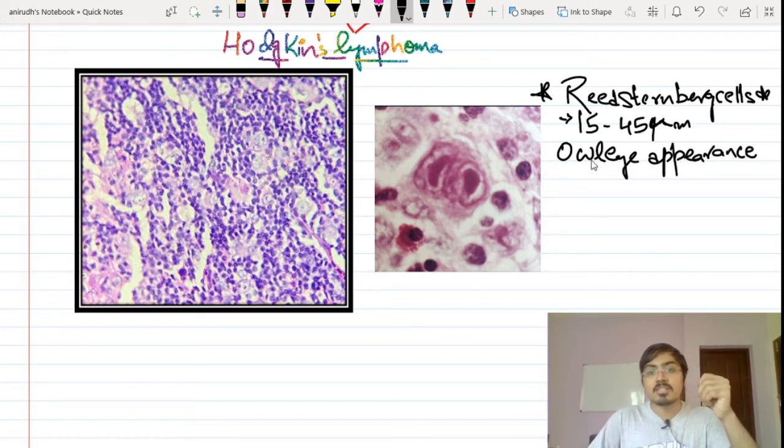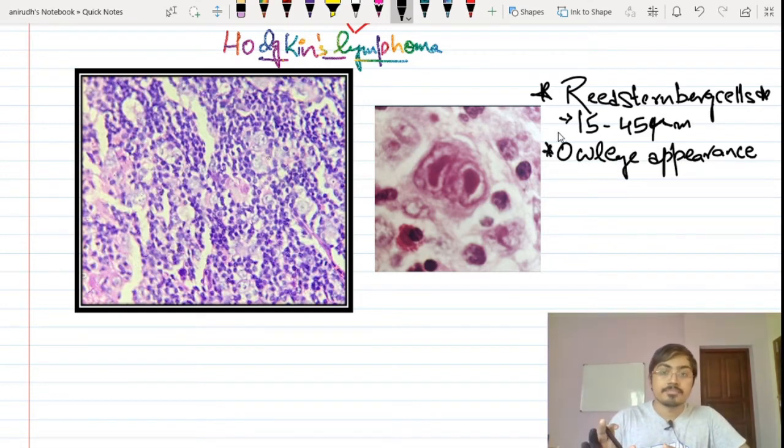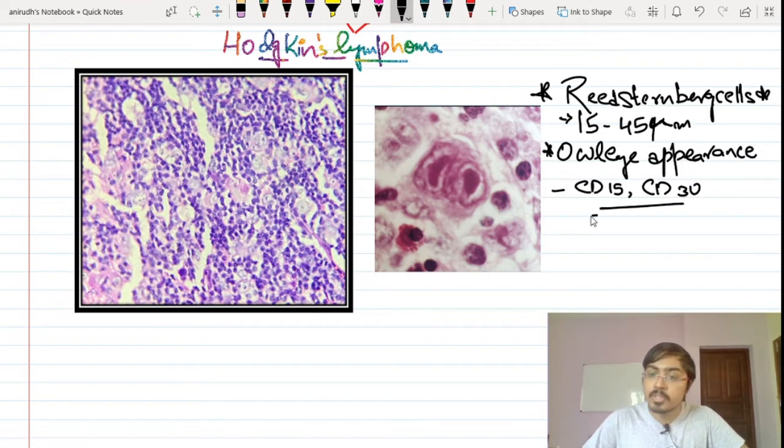So we typically call this by the name of owl eye appearance, which is a characteristic feature of the Reed-Sternberg cell. As far as the CD markers are concerned, it is CD15 and CD30, right? For immunophenotyping, you will be using these 2 markers, and these are expressed by the typical normal Reed-Sternberg cells. So these are the characteristic features.